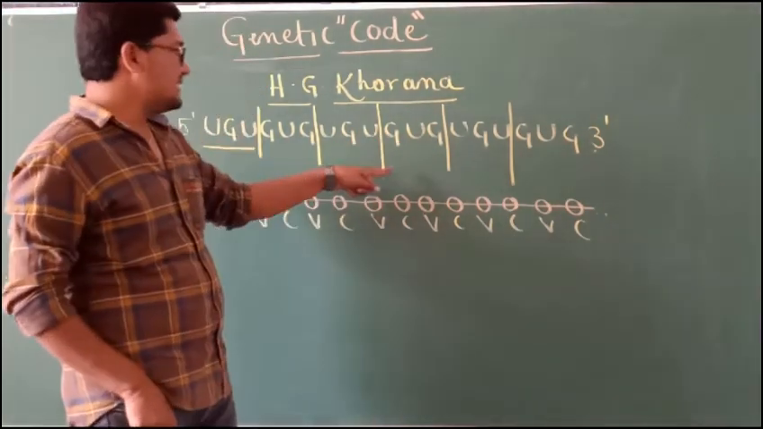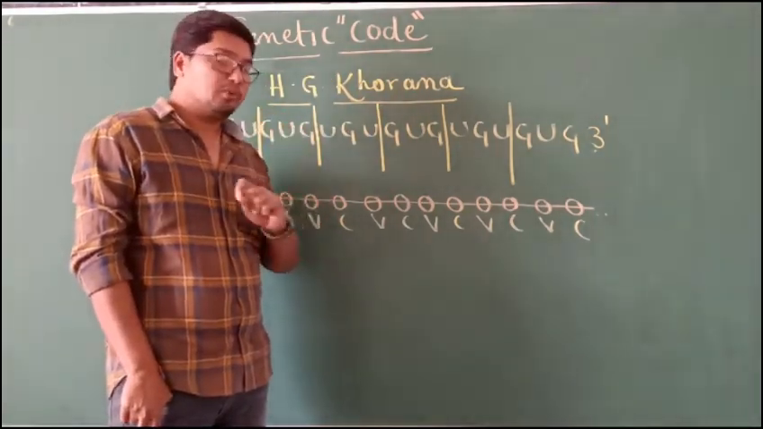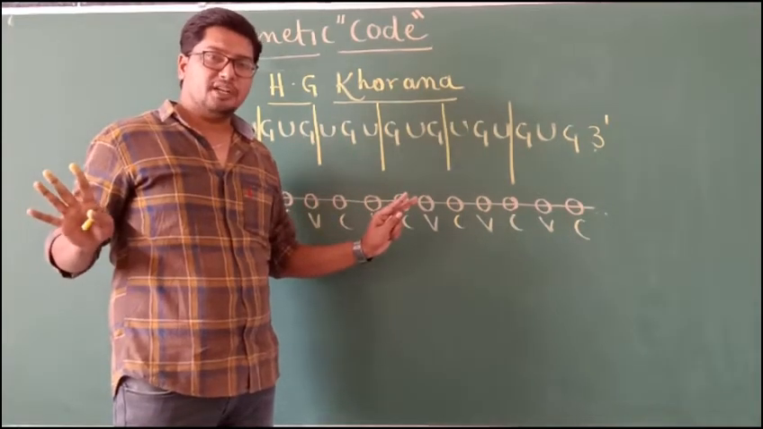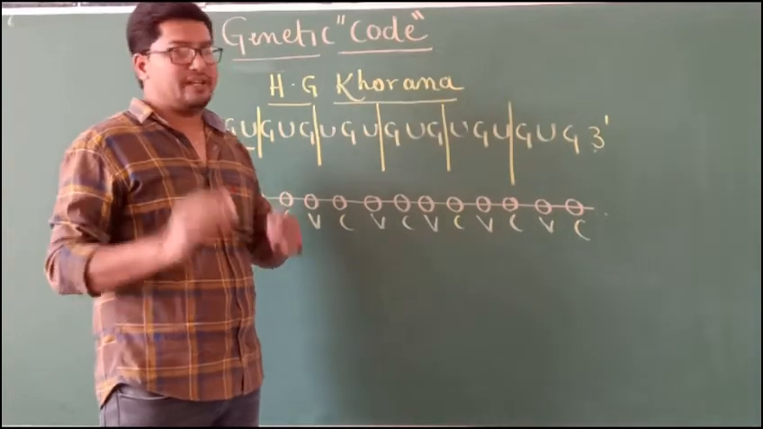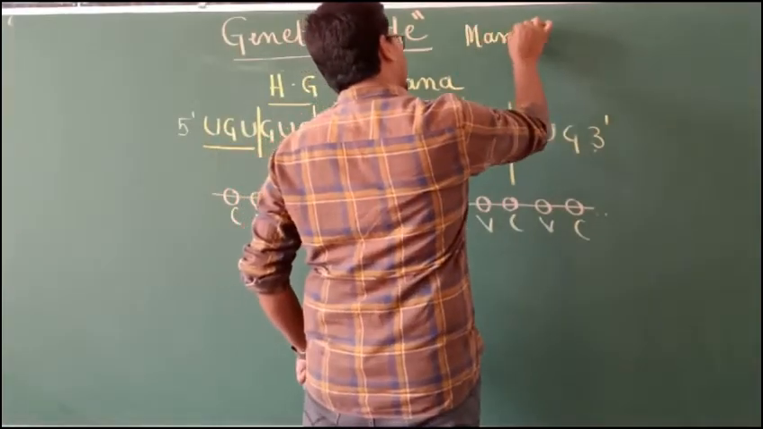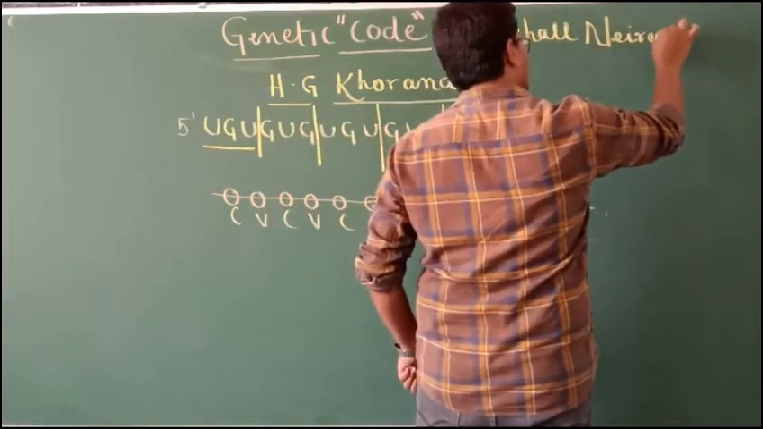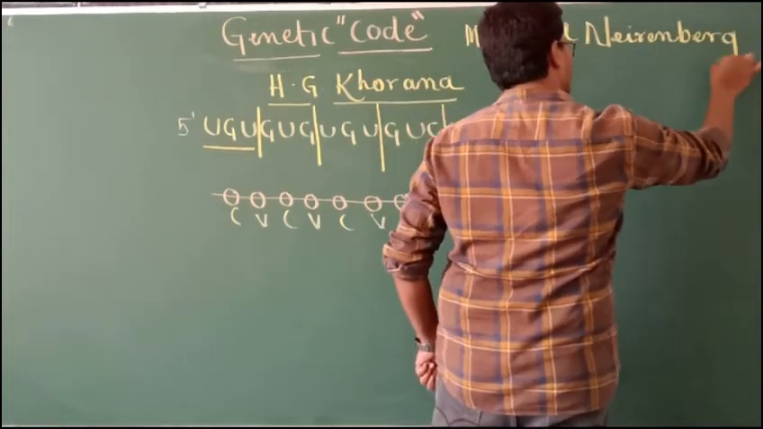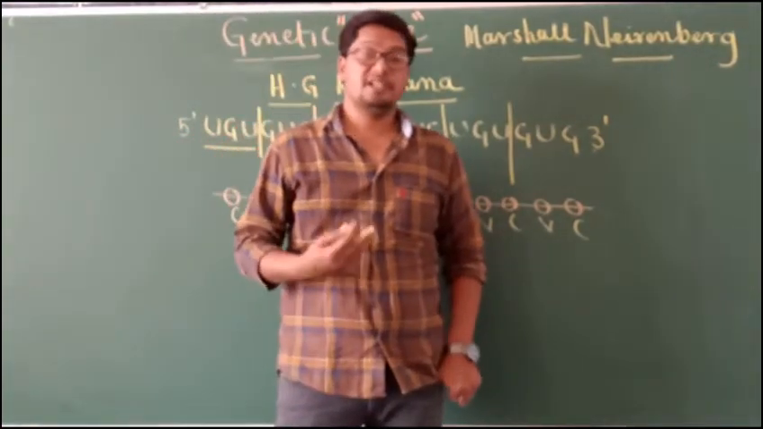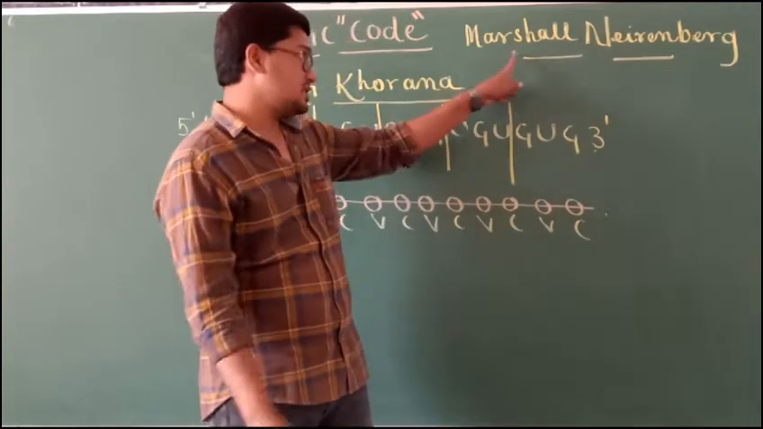So with this experiment, triplet genetic code concept of George Gamow is proved once again, and from that point of time, there are no confusions in genetic code. Genetic code must be a triplet. And finally, we have to remember the name of Marshall Nirenberg. According to NCERT textbook, if the question is asked, who deciphered the genetic code? So answer should be Marshall Nirenberg.